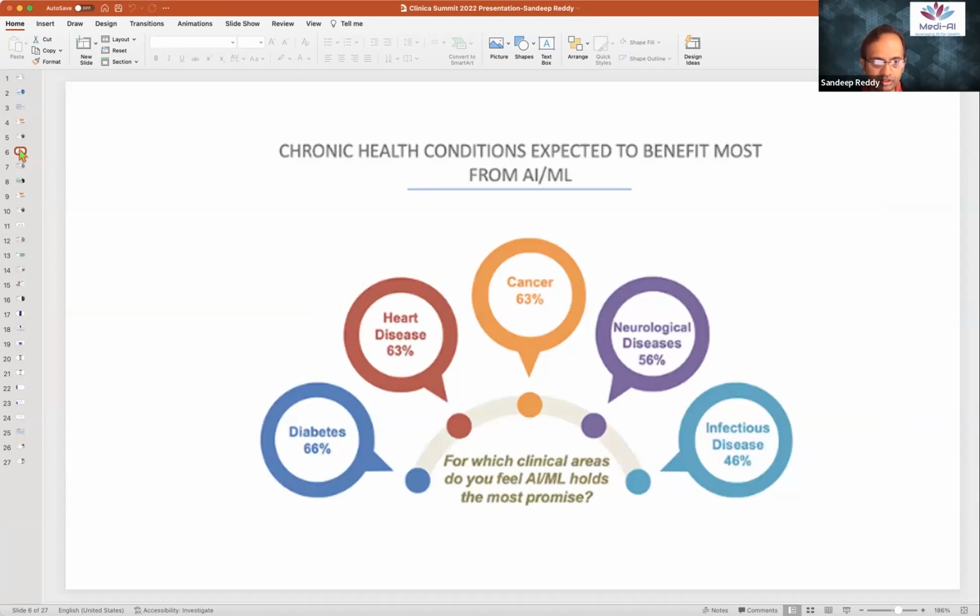Now, if you look at chronic conditions and look at artificial intelligence, of all the chronic conditions, the disease that can benefit most from the application of artificial intelligence is diabetes.